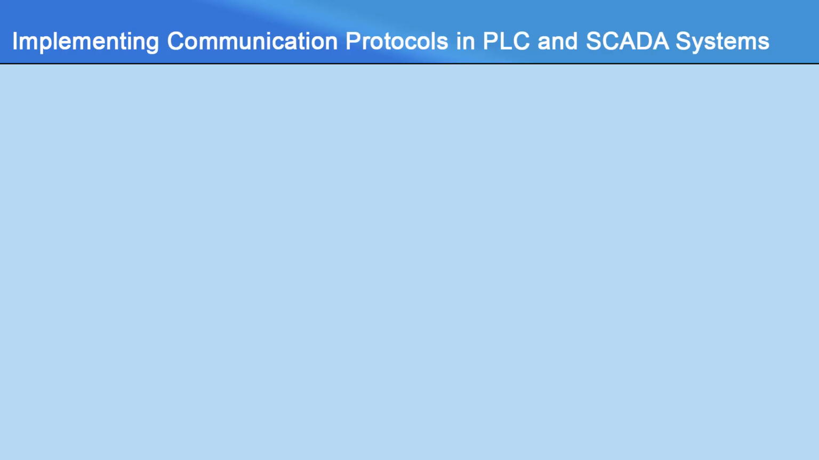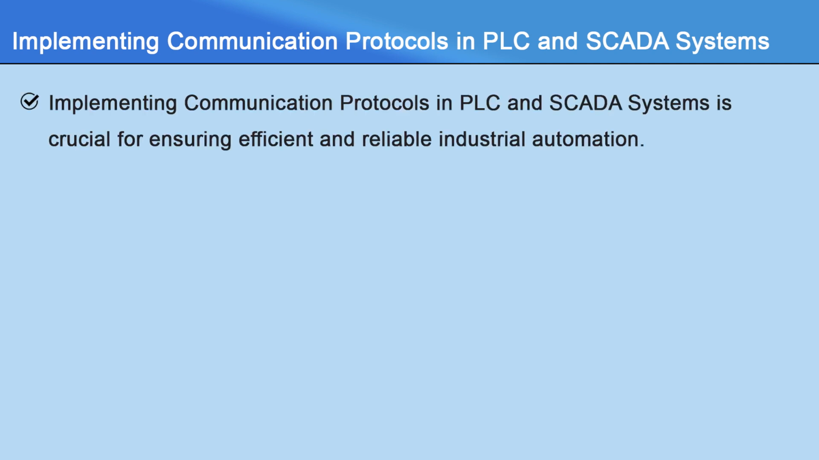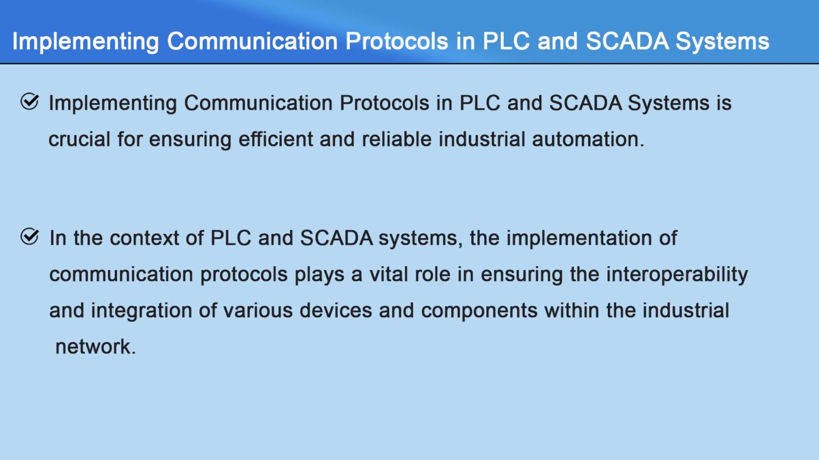Now, implementing the communication protocols in PLC and SCADA systems. Implementing the communication protocol is very crucial for ensuring efficient and reliable industrial automation. In the context of PLC and SCADA systems, the implementation of communication protocols plays a vital role, as we have discussed, in ensuring the interoperability and integration of various devices and components within the industrial network.